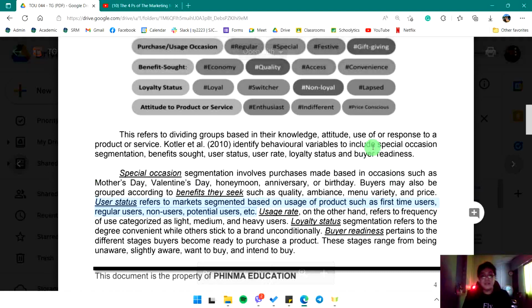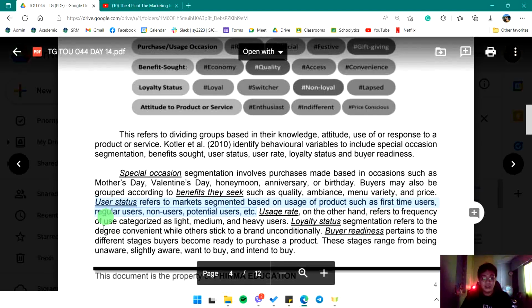So, yung amount ng paggamit nila ng isang produkto ay inaalam din natin in order for us to know how can we advertise our products to them. Siyempre, iba ang pag-advertise natin or iba ang pag-market natin ng produkto pag first-time users sila compared dun sa regular users natin at sa non-users.